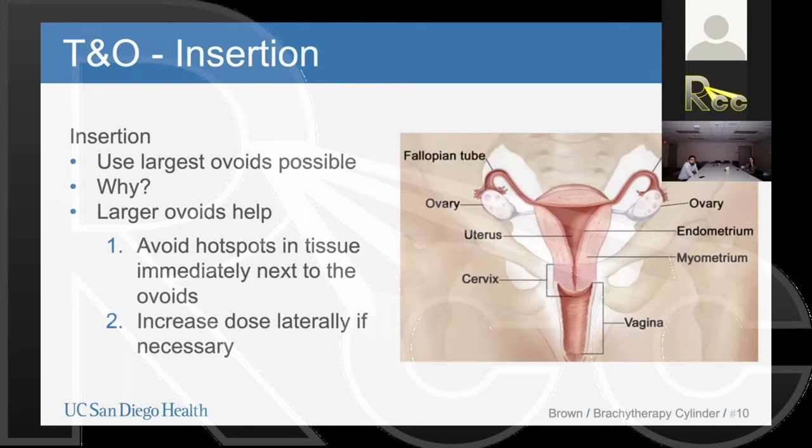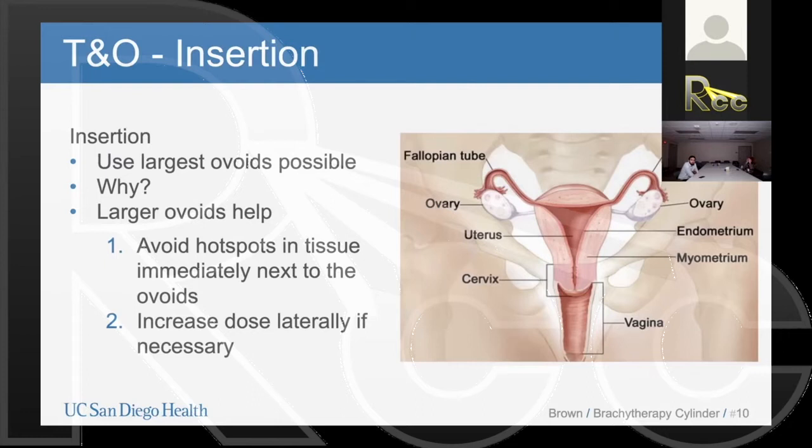while reducing hot spots. So if we use really small ovoids, then we wouldn't push the tissue very far away from where our dwell positions are, and we would end up getting very, very too much dose in the nearby tissue. But if we use larger ovoids, then because of the inverse square law, we can get dose further lateral without those hot spots. So as a general rule, we always want to use the largest ovoids possible. And again, this is going to depend on anatomy. Every tandem and ovoid kit is going to come with different lengths of tandems, different angles of tandems, and also different sizes of ovoids. So you can choose that at the time of the insertion.